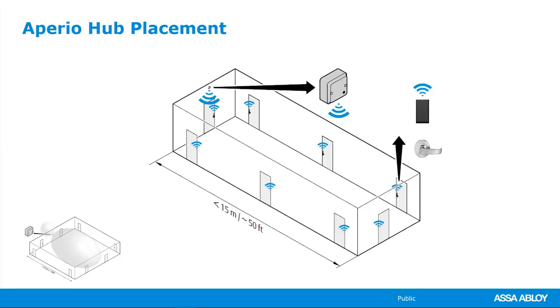We're going to go through a few scenarios now of hub placement. So again, we have the doors here, and each one of them has a lock on it. And this is a hallway that's 50 feet long. So in this situation, having the hub at the end of the hallway, and in the bottom left, you can see the football shape, that's going to cover all of those doors.